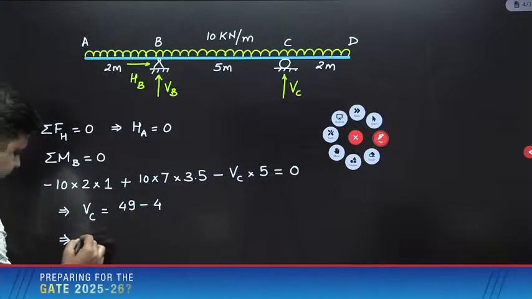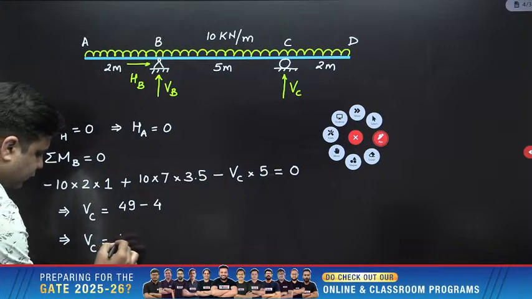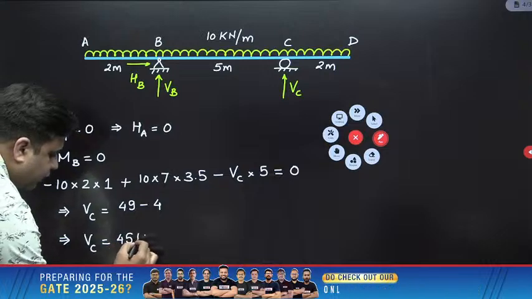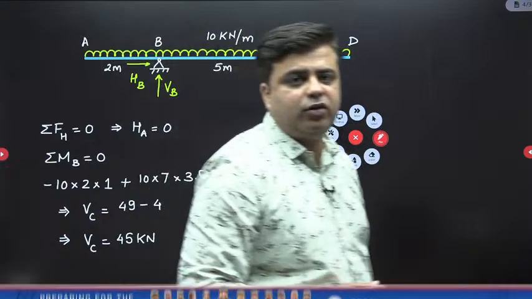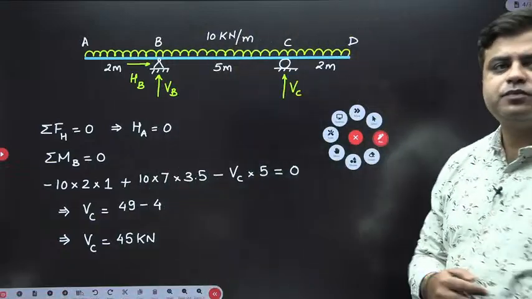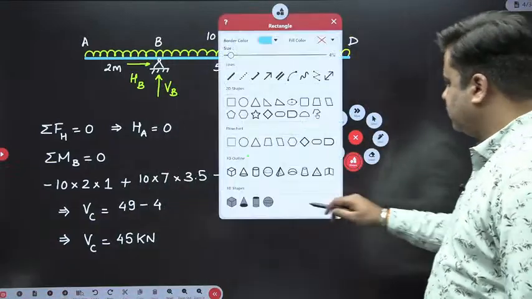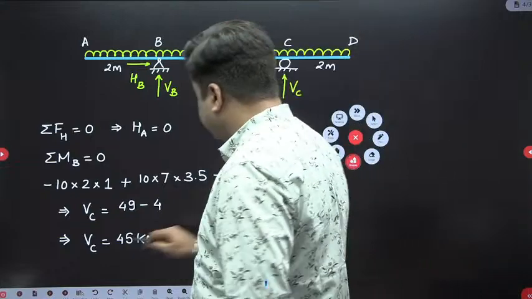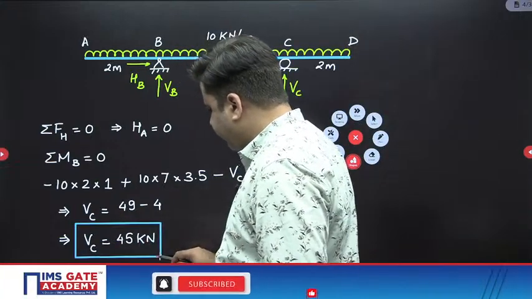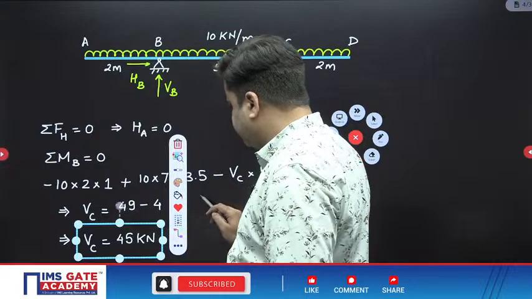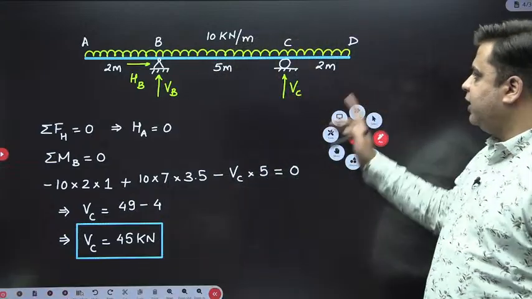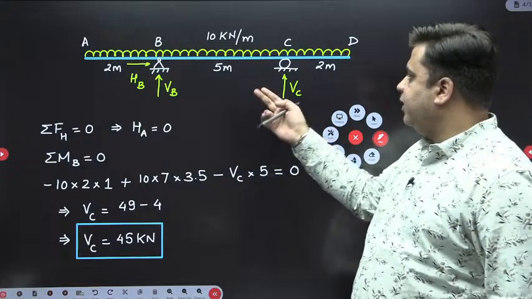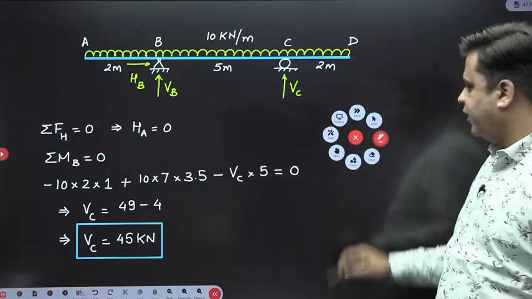Just check. Is VC equal to 45 kilonewton? Is VC coming out 45 kilonewton? Just quickly check and tell me. Kindly confirm your answers. So total length of the beam is 9. Yeah, I think this will be 45.